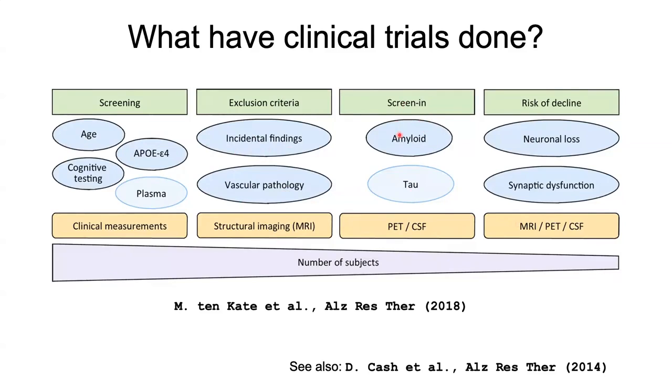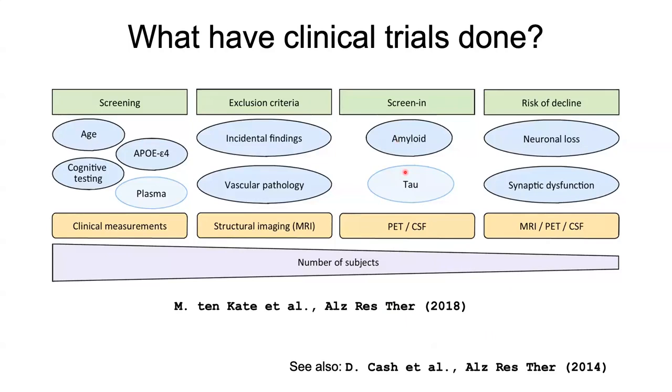So you start paying for the more expensive scans like amyloid and tau PET scans and CSF tests, all the while reducing the number of subjects that are going to be entering your trial. And you can even stratify by the risk of decline if you have a pretty unique design of your trial. And you can use various modalities of data in order to do that. There are a couple of good papers to read on that if you're interested.